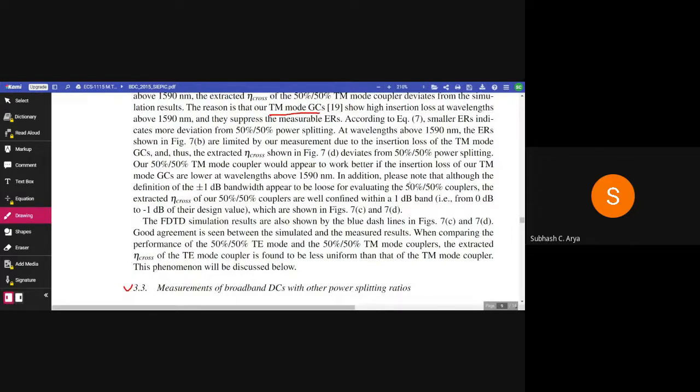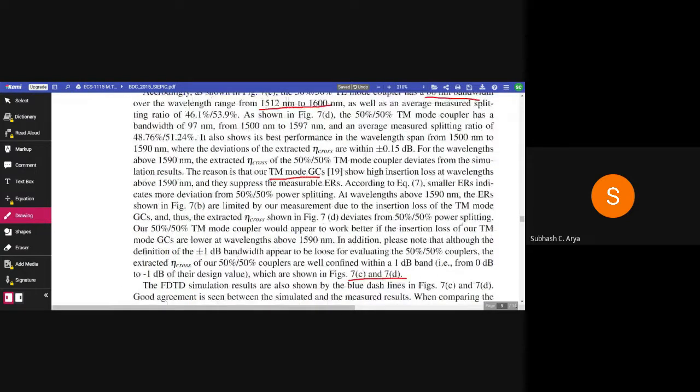In addition, please note that although the definition of the plus or minus 1 dB bandwidth appears to be used for evaluating the 50-50 couplers, the expected eta cross of our 50-50 couplers are well defined, confined within a 1 dB bandwidth, that is from 0 dB to minus 1 dB of their design value, which is shown in figure 7C and 7D. The FDTD simulation results are also shown by the blue dashed line in figure 7C and 7D.